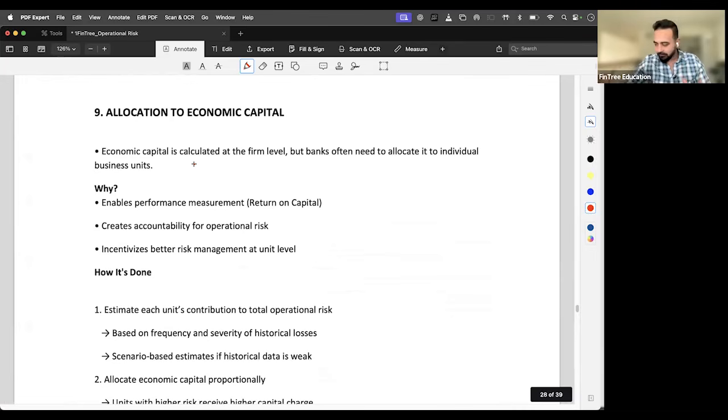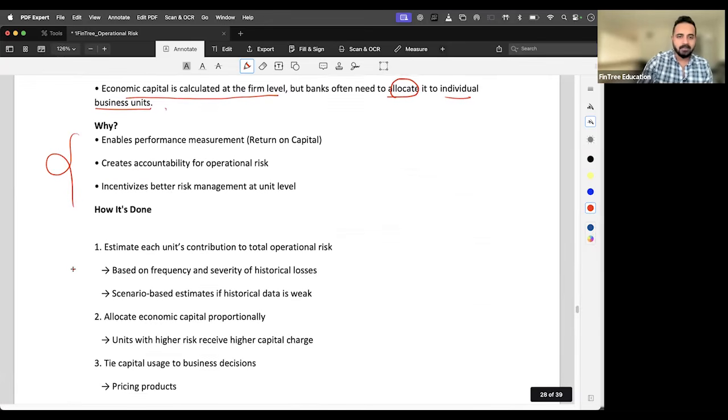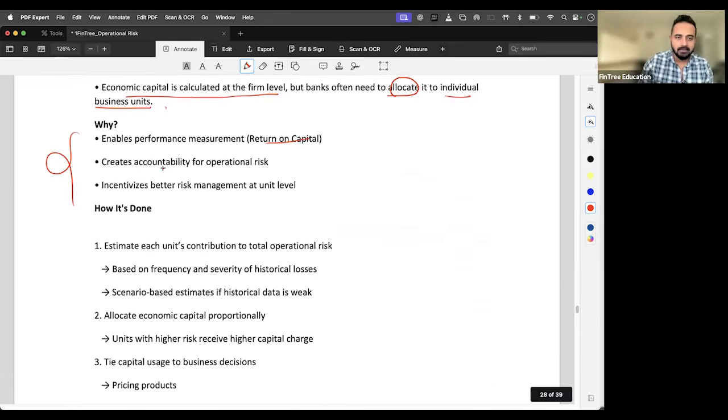Now I've done all of this exercise so that I can allocate economic capital to different levels. Now what's the benefit? So let's look at this. Economic capital is calculated at the firm level but often allocated to individual business units. Why? Because I want to measure performance metrics like return on capital, accountability, and better risk management at the firm.